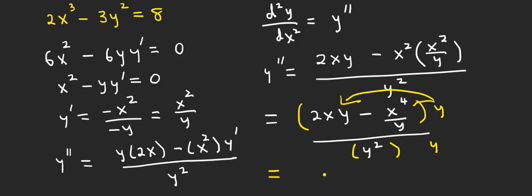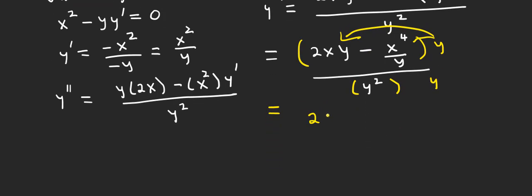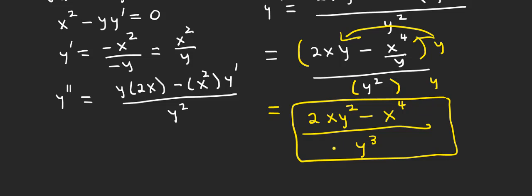You end up getting 2xy squared. And when you distribute the y to this term, the y will cancel out. So minus x to the 4th over y times y squared is y cubed. So this is your y double prime. However, the book might go further. On the quiz and the test, this is fine for me, but in the book, they might separate these two terms.